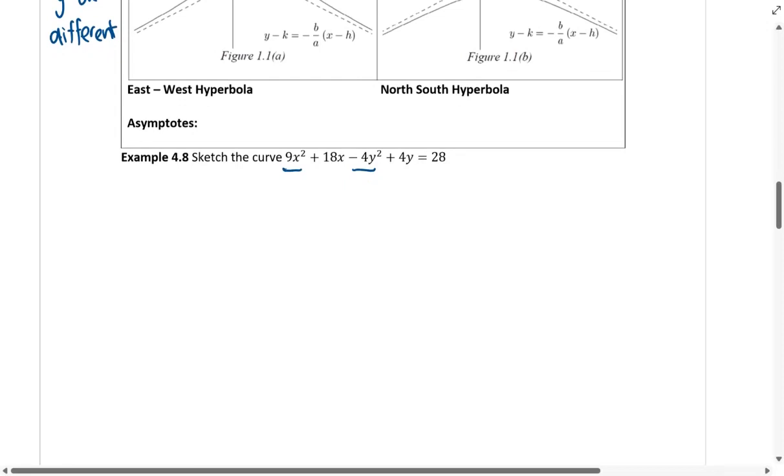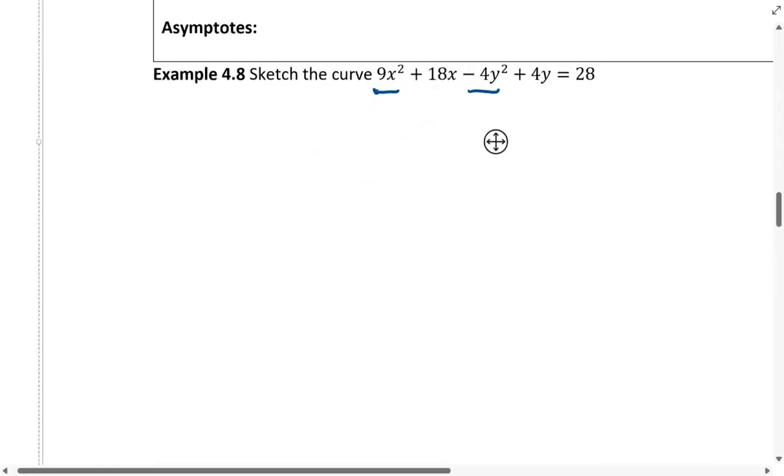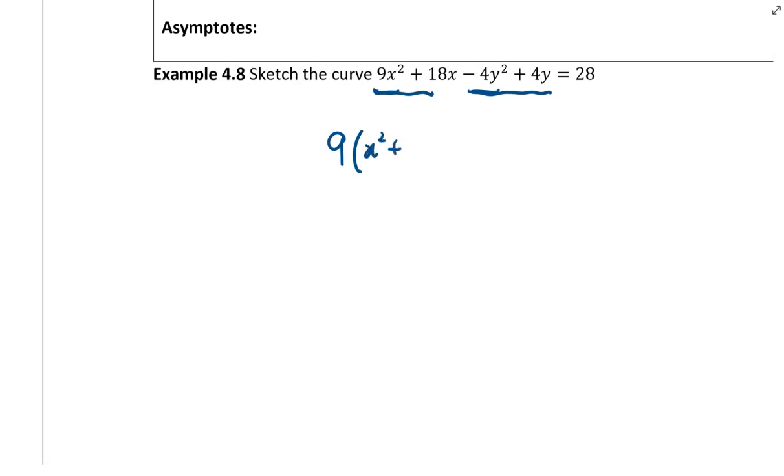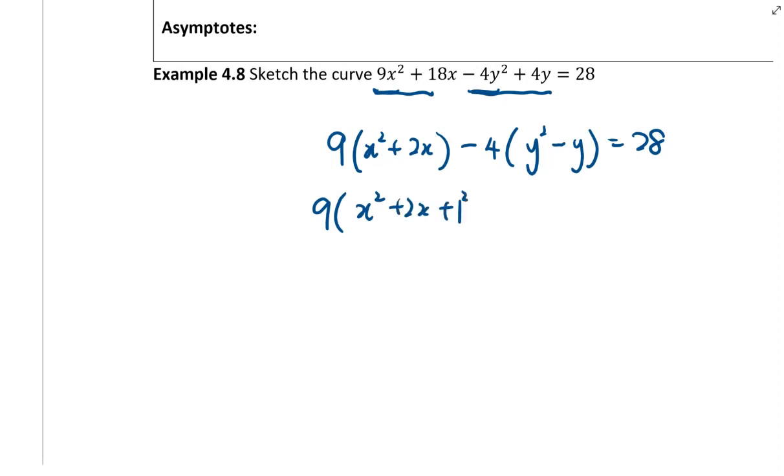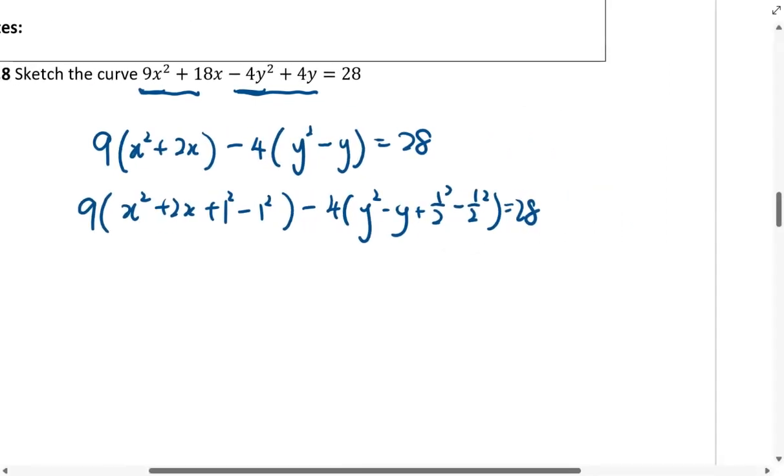Okay, so in this case, same thing, we complete the square twice, this guy and this guy. Take out a 9, I will have x squared plus 2x. Take out a negative 4, I will have y squared minus y equals to 28. So when we complete the square inside, plus 1 square minus 1 square, I always do it in the most basic form. If you can do it faster, it's good, but please do not be careless. Okay, I'll move this over here.